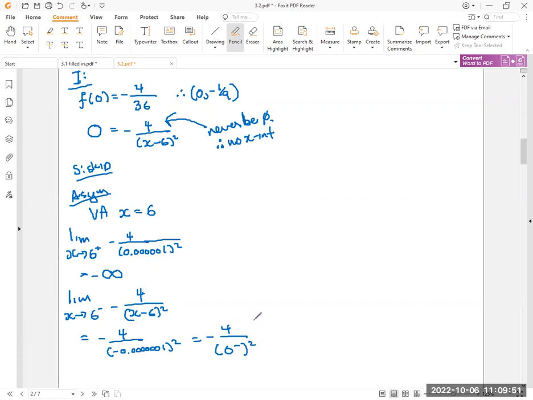I just don't like writing stuff like that. It takes up so much space on my paper, messy writing. Okay, just want to let you know. And if I do that, I know that the final answer is going to be -4 over a really small number. That's going to be negative infinity.